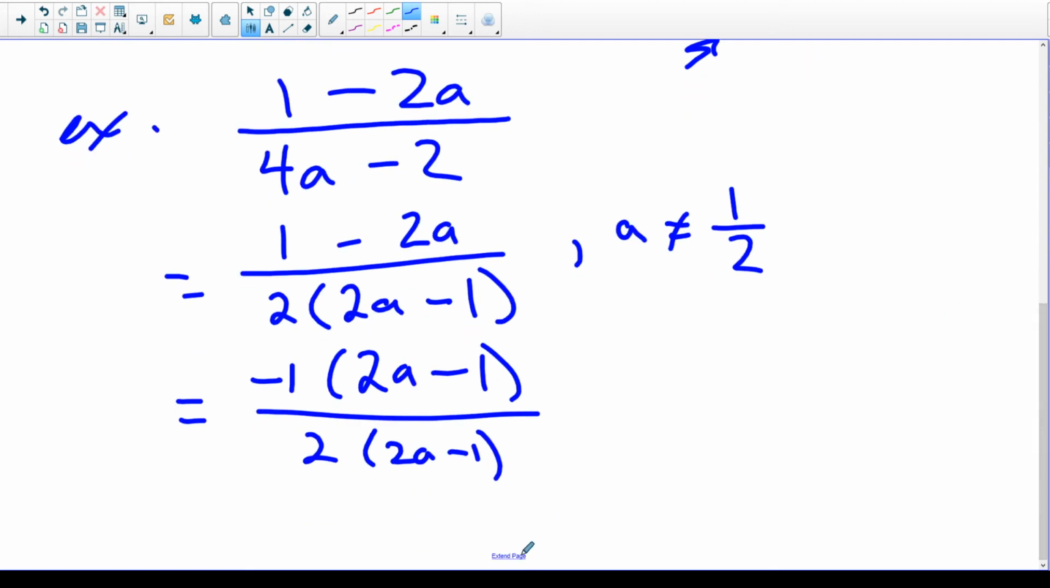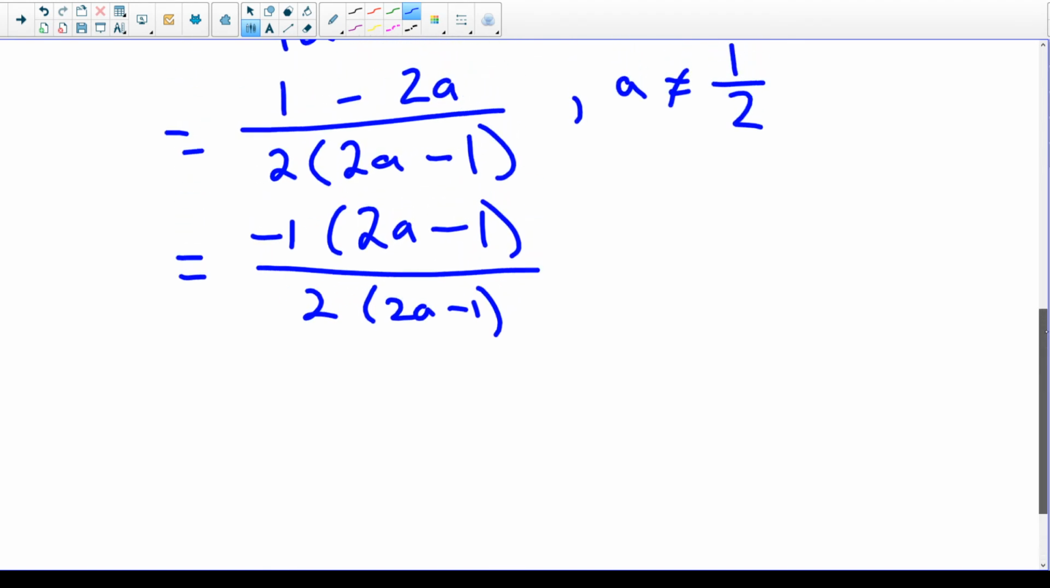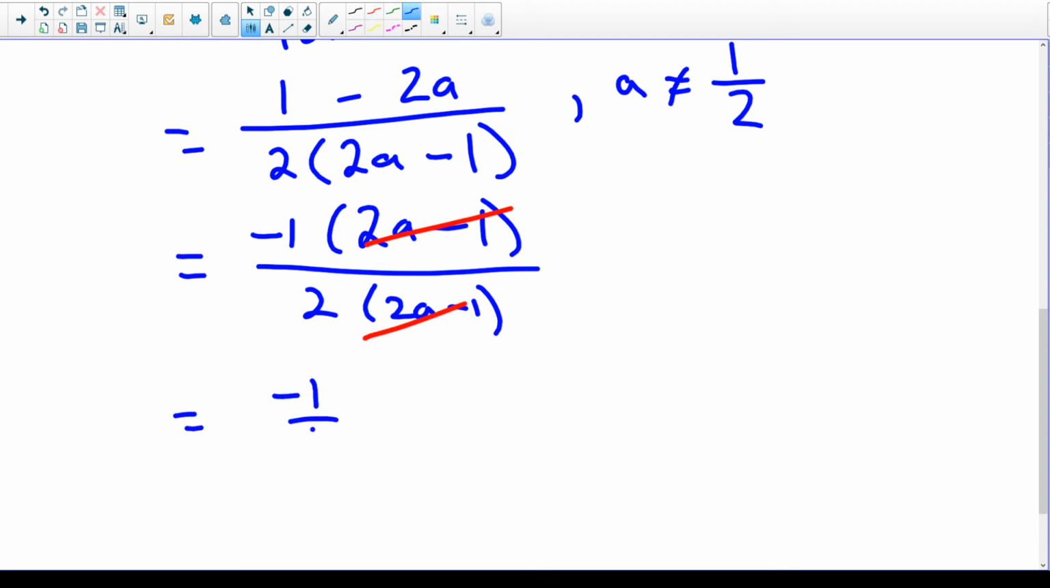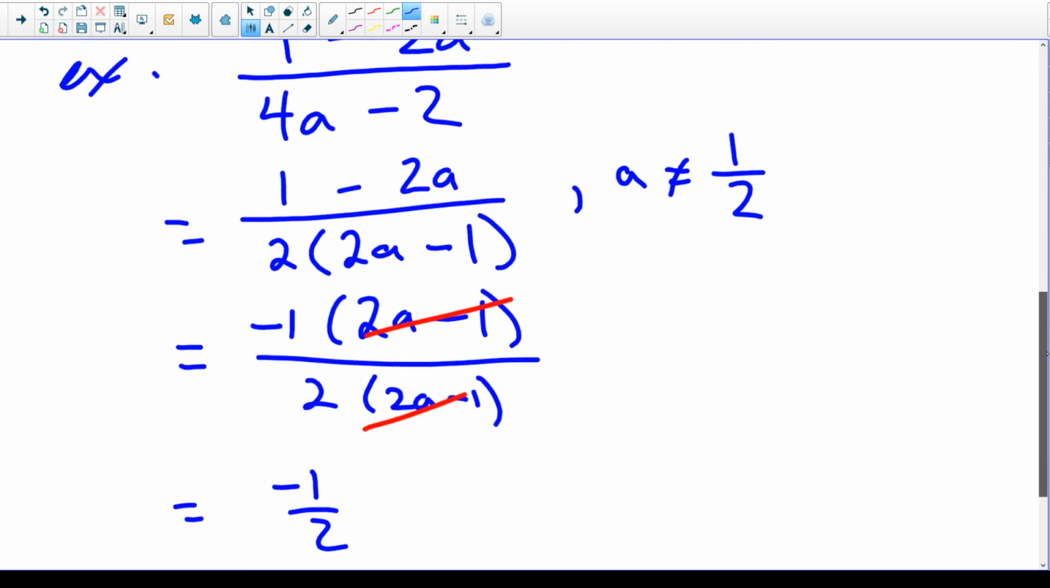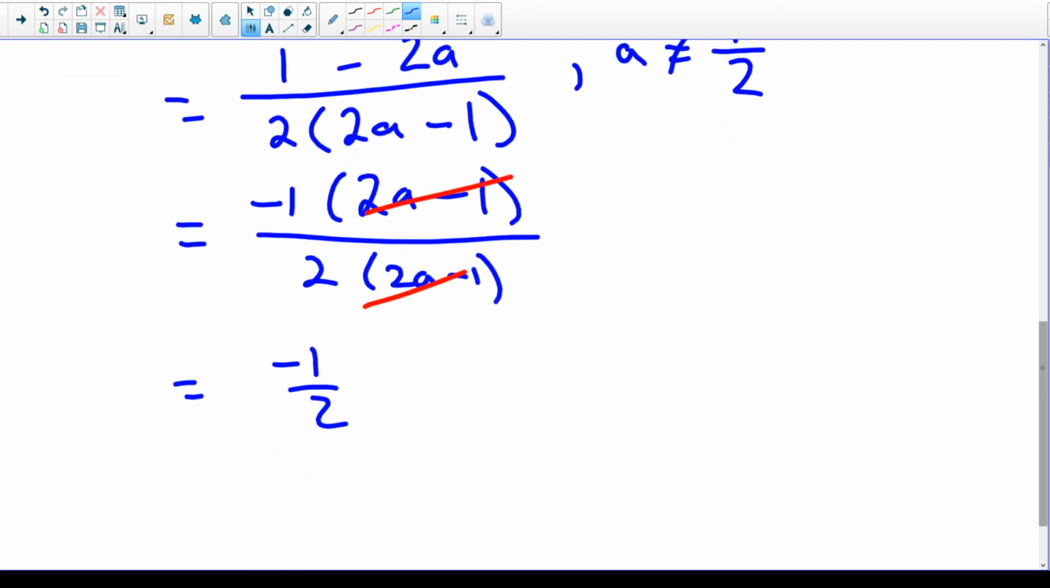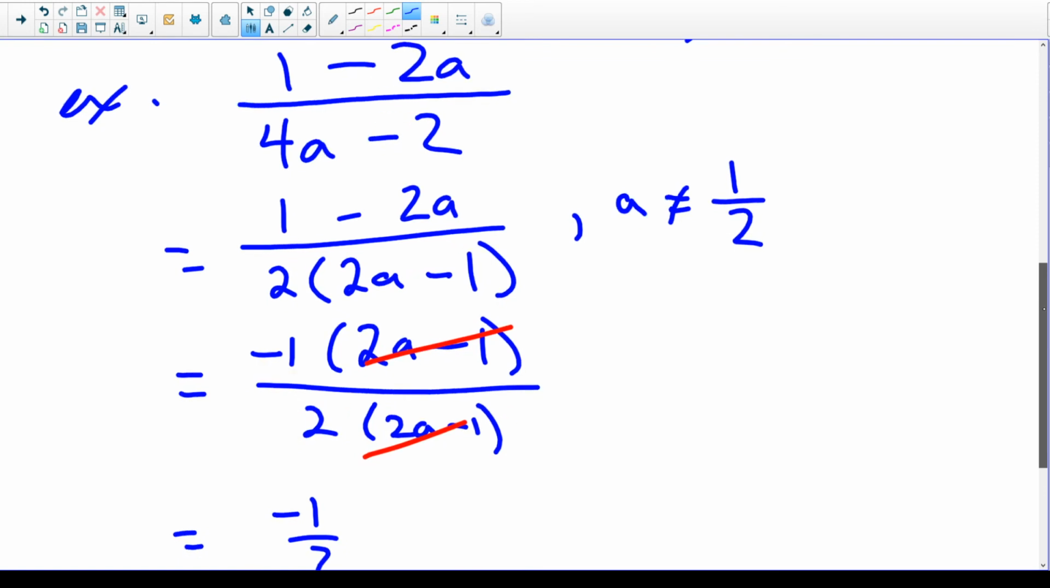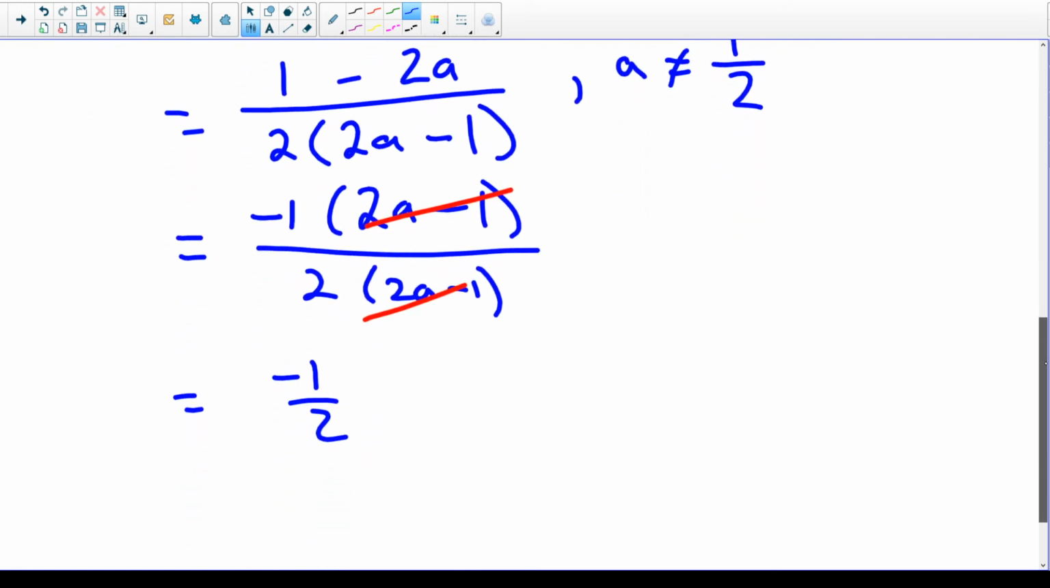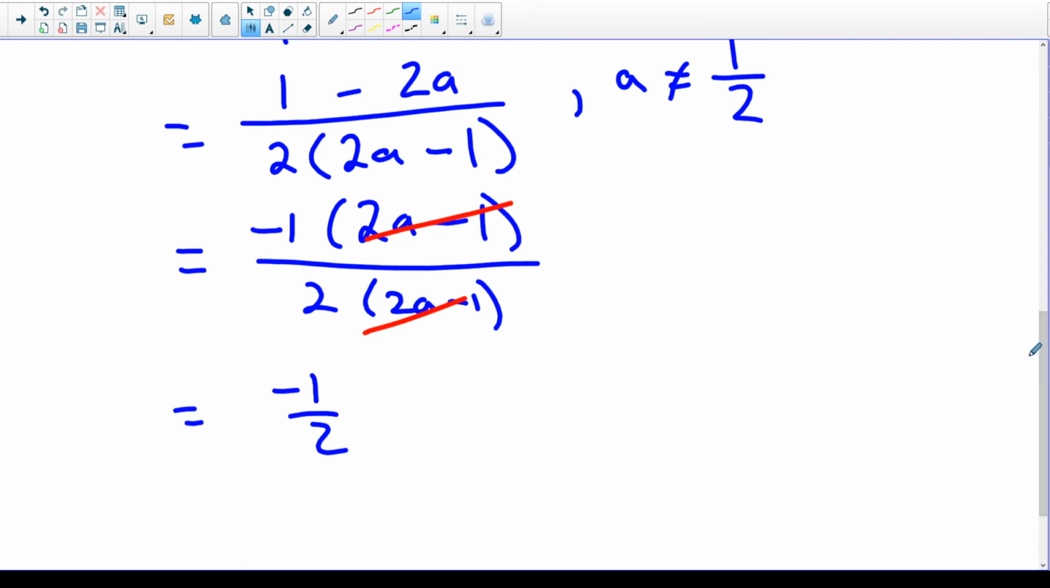And now I can cancel out because everything is multiplying and dividing. So that cancels out with that. And we're left with a very interesting answer here. We're left with a constant. So this was originally an algebraic expression with variables in it, and when we simplify it, it actually is a constant. So if I replaced all of the a's by x's, and I asked you to graph y is equal to negative 1/2, what kind of graph is y is equal to negative 1/2?